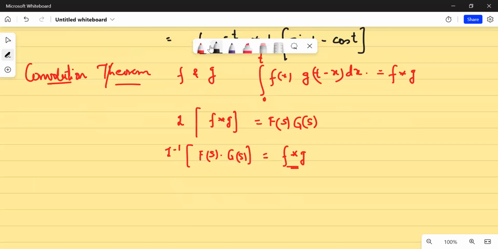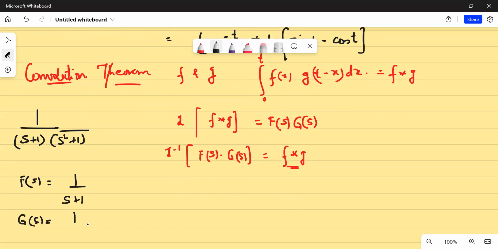So if I use the same thing, if I want to find the Laplace inverse of 1 upon s plus 1 and 1 upon s square plus 1, it is quite easy to see that F(s) I can take as 1 upon s plus 1, and G(s) I can take as 1 upon s square plus 1. The Laplace inverse of F(s) will give me f(t), which is e to power minus t. And the Laplace inverse of G(s) is quite easy to see, this will be simply sine t.